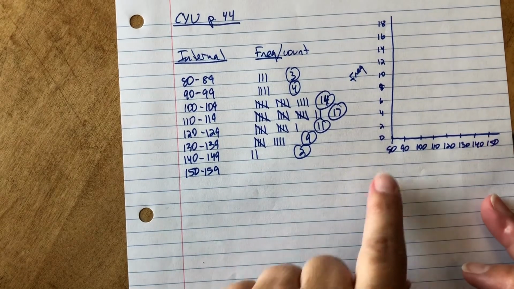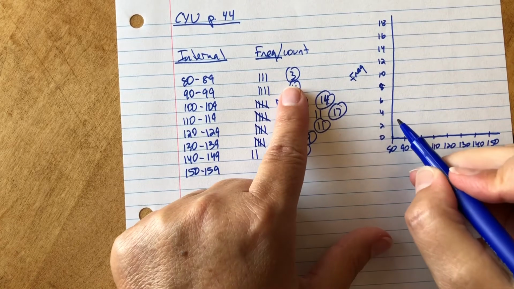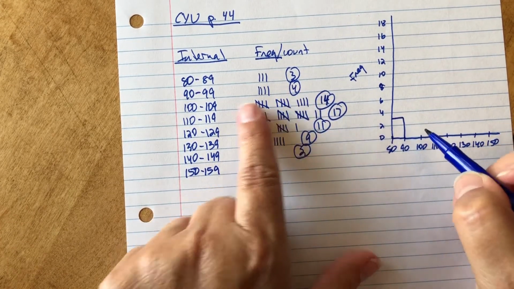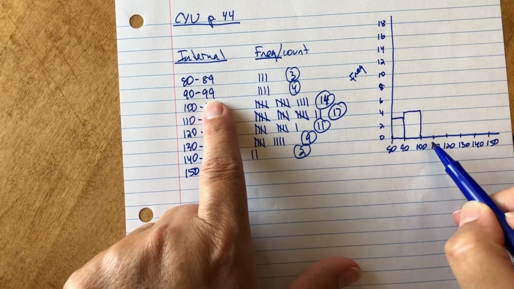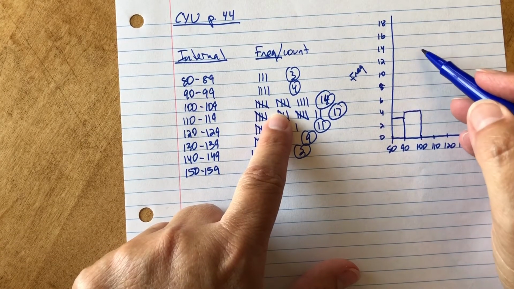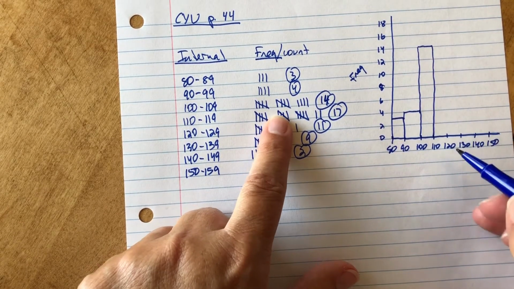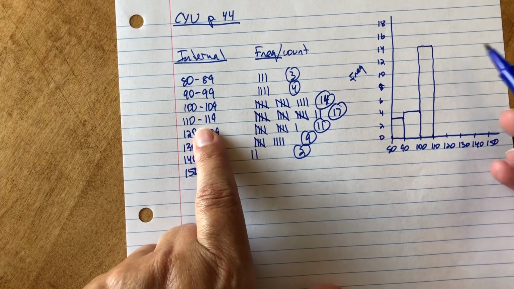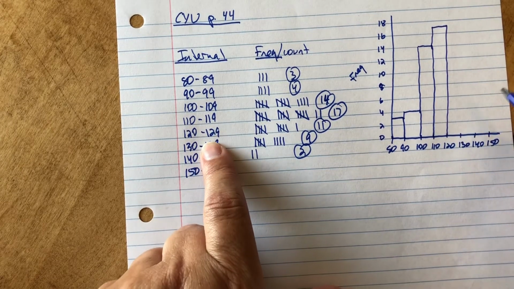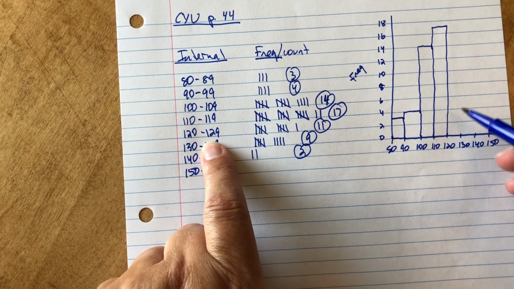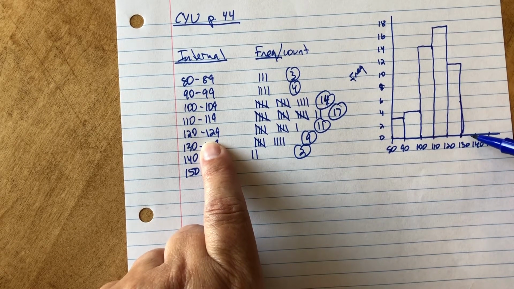Okay, so now I'm just going to match the bars. So between 80 and 90, not including 90, of course, I had 3. So I'm going to do my bar up to 3. 90 to 100, I had 4. 100 to 110, I had 14. Pardon my wiggly lines. 110 to 119, I had 17. 120 to 129, I had 11.